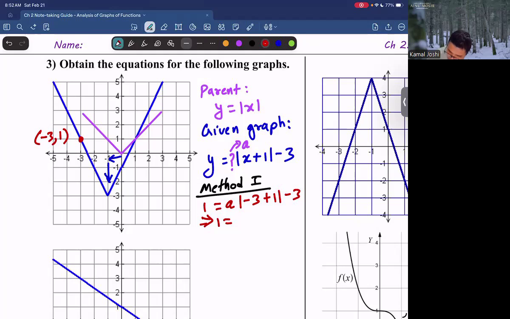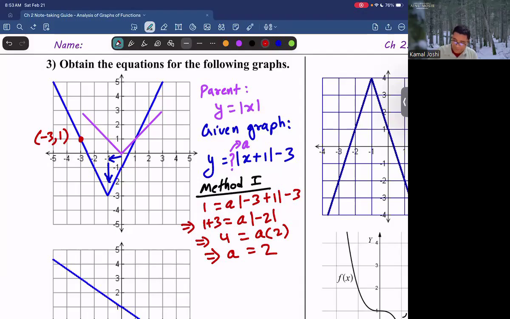Now 1 equals a times the absolute value of -3 plus 1, which is -2, and then minus 3. Let me write the left side again. That -3, you can bring to the left side and write +3. 1 plus 3 equals a times the absolute value of -2. So 4 equals a times the absolute value of -2, which is 2, right? Absolute value always means the positive value. So if you divide by 2 on both sides, now you get a equals 2.